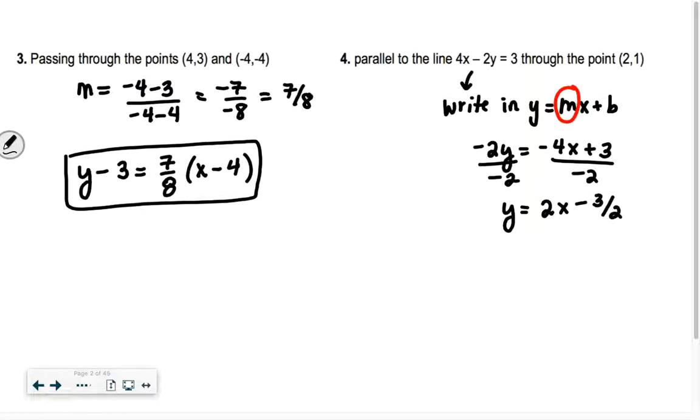The only thing we're worried about with this original line is its slope. So what slope did we have? 2. So our slope is 2. And it's a parallel, so it's the same slope. It's still 2.